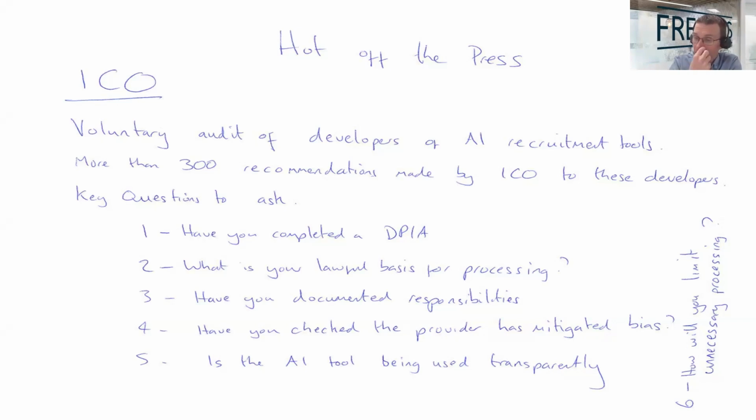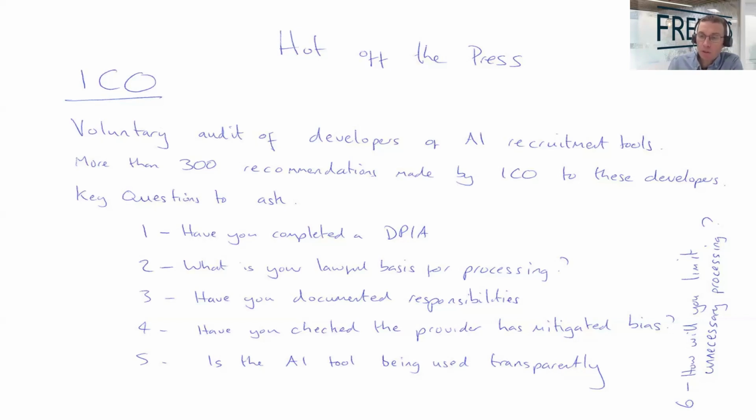Some of you may have seen last week the Information Commissioner's Office published some guidance on use of AI within recruitment. So for those of you out there who are either using it or thinking of using it, this is an important document. What they did is they carried out a voluntary audit of developers of AI recruitment tools. They produced a significant report, a multi-page report that has over 300 recommendations within it.